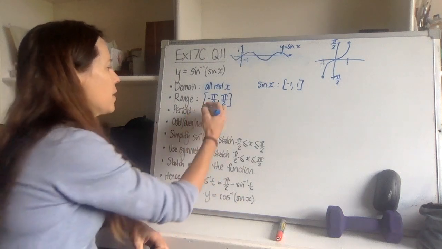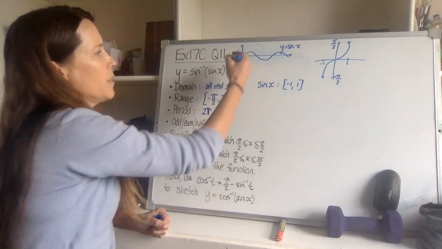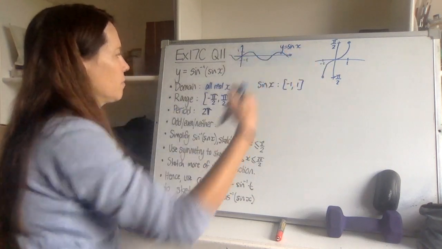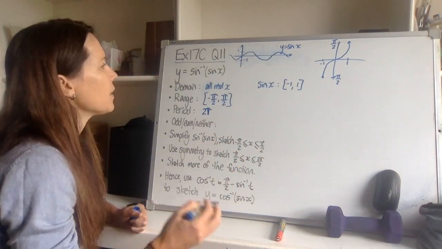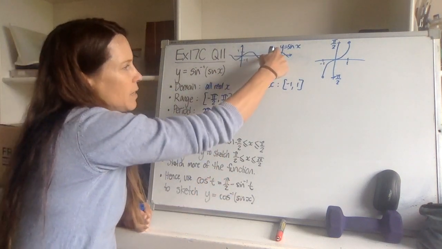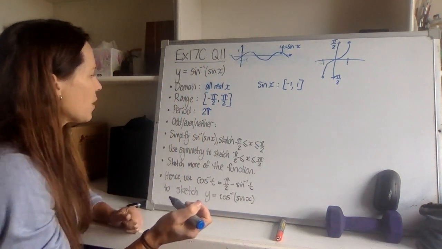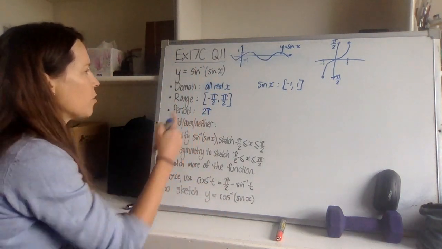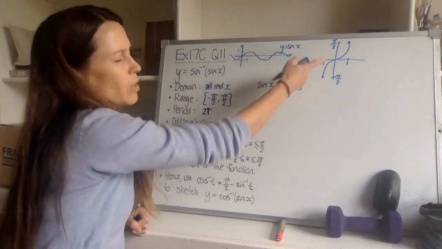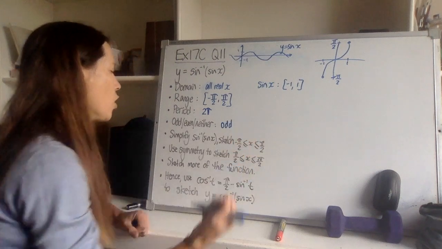Now, the period is going to be 2 pi, because sine of x has a rhythmic rotation every 2 pi, it goes around again. So we're going to get answers out of this that vary every 2 pi. So that's going to give us the same period for this graph. Now, is it odd, even, or neither? Well, both of these graphs are odd. So odd and an odd in a composite function is going to make it odd.